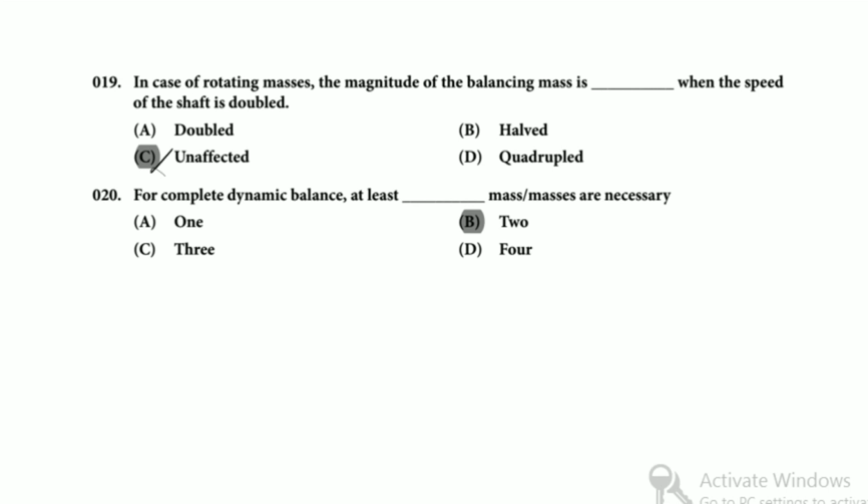Question number 20. For complete dynamic balance, at least blank mass or masses are necessary. It's very easy to answer that we require at least two masses to have a complete balance in a dynamic condition. So the answer should be B, 2.